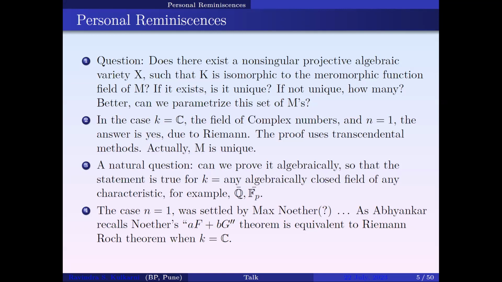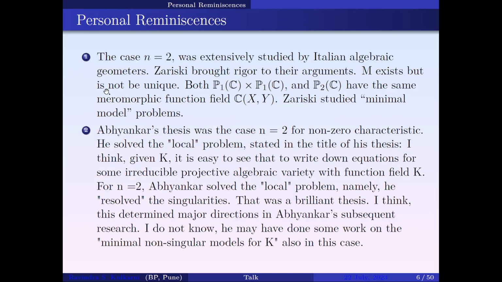The case n equals 2 was extensively studied by Italian algebraic geometers, probably over algebraically closed fields of characteristic zero. They brought rigor to their arguments, and X exists, but it is not unique. For instance, if you take two copies of the complex projective line and two-dimensional complex projective space, both have the same meromorphic function field of transcendence degree 2, with no further algebraic extension of that.